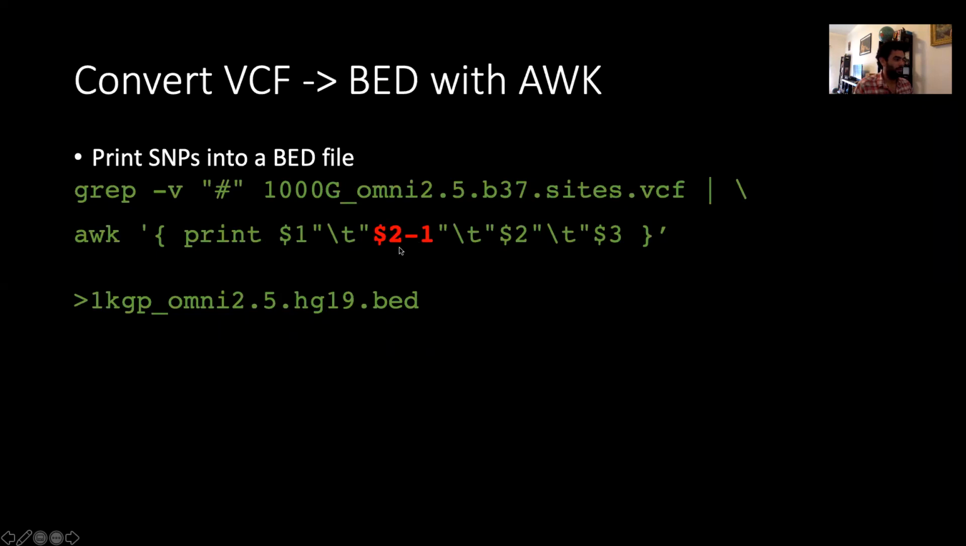Now the trick of it is like what we mentioned. The VCF is a 1 base file. The bed file is a 0 base. So now you're just going to subtract 1 from the start position in order to print the variants.